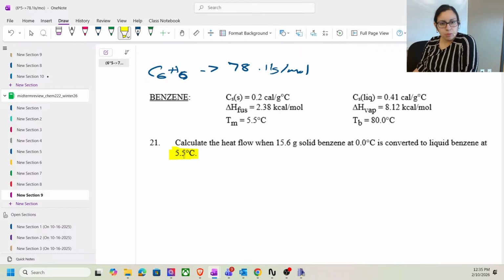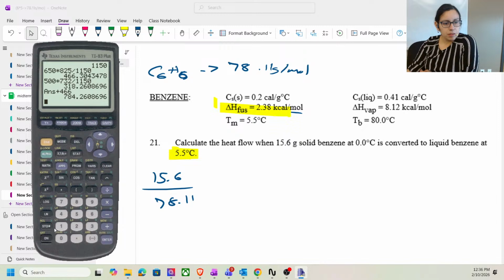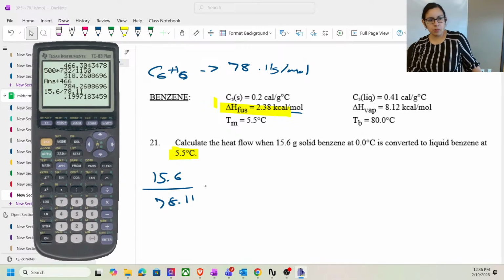And then for this one, we're not changing the temperature at any point. We're just literally doing the state change. So we just need our fusion. We did need to convert to moles, right? So kcal per mole. Just double check me on this. Solving for 15.6 grams of benzene, converting that to moles of benzene, so about 0.2 moles.